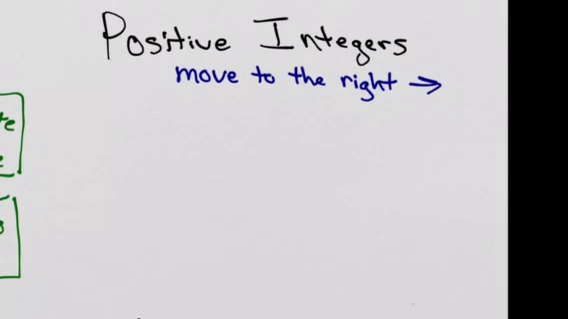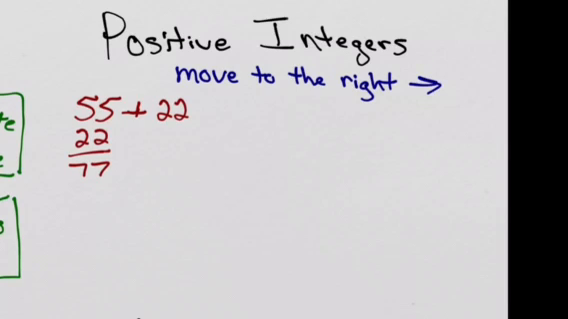Positive integers, like I said earlier, they move to the right. Therefore, if I have a positive integer, let's choose 55 plus 22. We know that we will add 55 and 22 together and get 77. But let's look at this on the number line. Here's our number line. Here's 0.